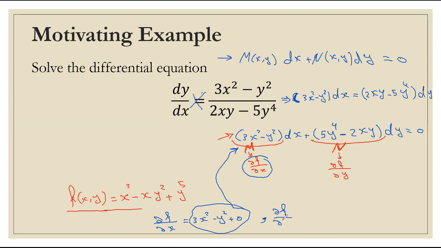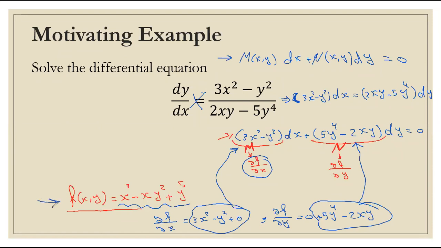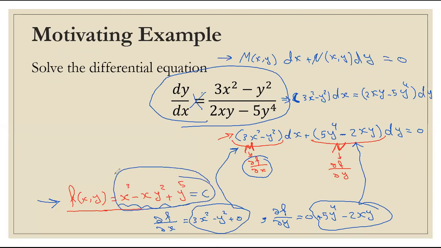Let me check the second one, partial f by partial y. I need to differentiate this with respect to y. Differentiation of x cubed is 0 because I'm differentiating with respect to y. Differentiation of negative xy squared with respect to y is negative 2xy. Differentiation of y to the power 5 is 5y to the power 4. And yes, nice, this is similar to this. So because you can guess this f, you will tell me the solution of the given differential equation is f equal to c. This is my solution.